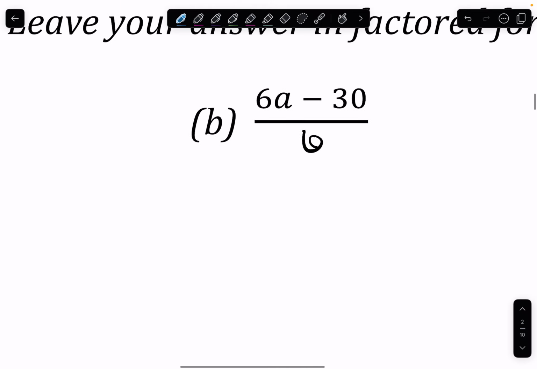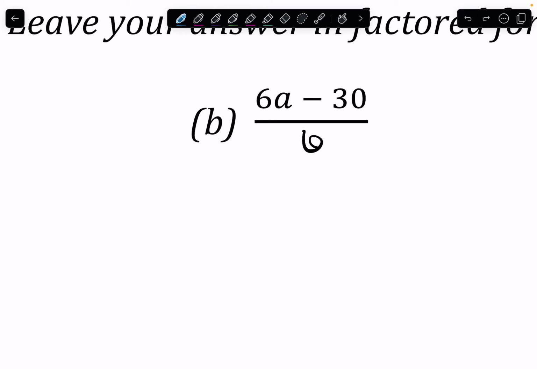All right, B, 6a minus 30 divided by 6. So first thing, I don't see anything I can divide out. Algebraic no-nos. You cannot divide out terms. You can only divide out factors. So do not go and take the 6's out this way. When you divide out, it has to be something that's being multiplied.